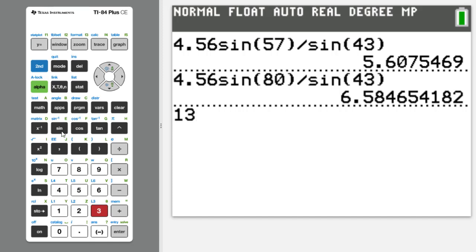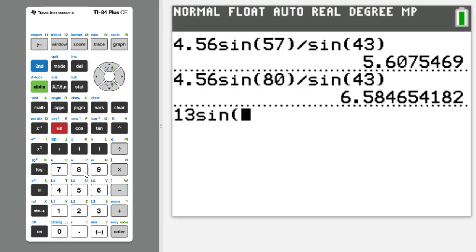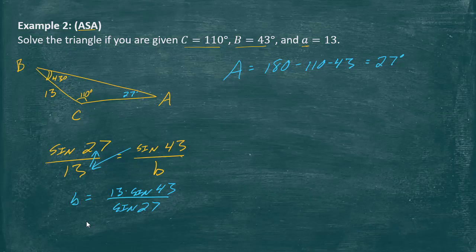I've got 13 sine of, I need to remember those numbers, 43 on top, and then divided by sine of 27 on the bottom. Press enter and it gives us a value of about 19.53. So B in this case equals approximately 19.53. So if we wanted to keep all of our answers somewhat close to each other, maybe go ahead and write that up here, and we'll end up boxing all of this together in the end.